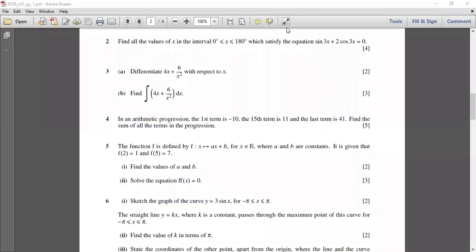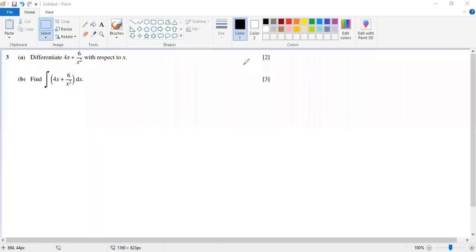Okay, let's begin with question number 3. Let's move it to a whiteboard, please, and we shall begin. Differentiate this expression with respect to x. How do we go about that?